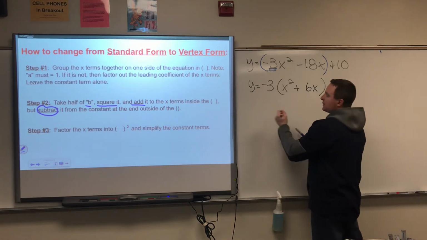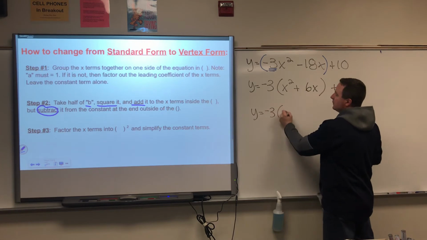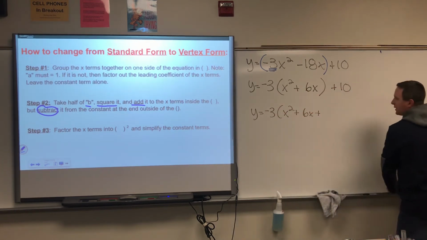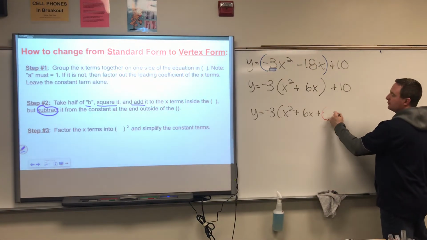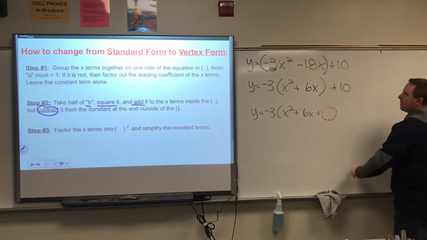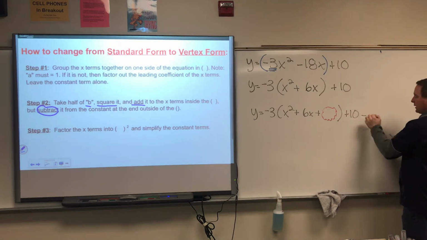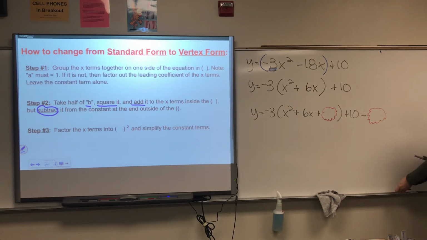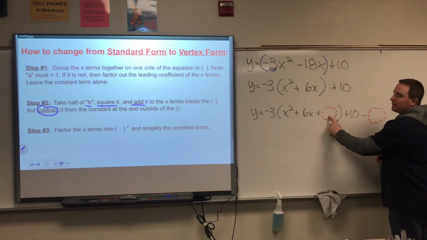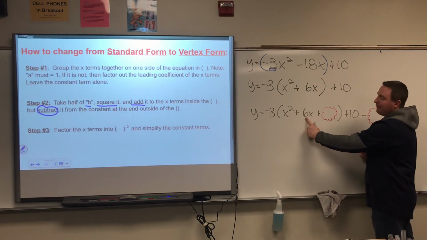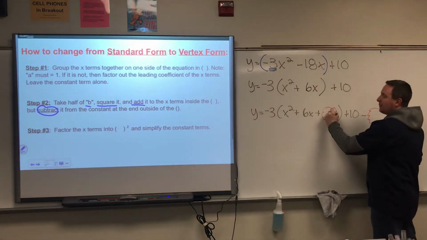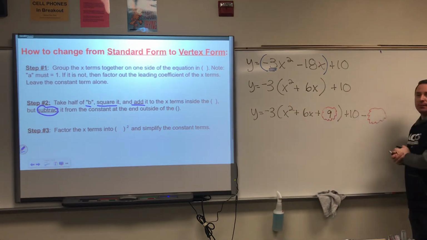Now when I go to step number 2 here, this is where I'm going to add something to the inside of my parentheses. And I have my plus 10, but we're going to subtract something from the outside of the parentheses. Let's figure out what that number is going to be. First of all, I need to figure out this one. Where this number comes from, it's half of b, which is 3, and I square it again, which is 9. So I'm adding a 9 right there in the bubble.